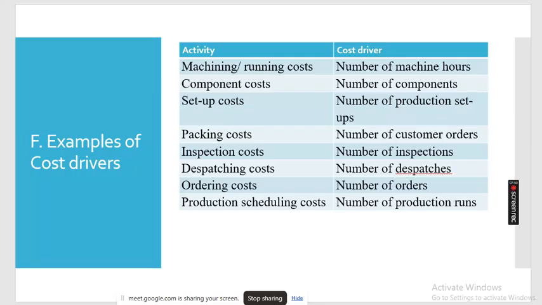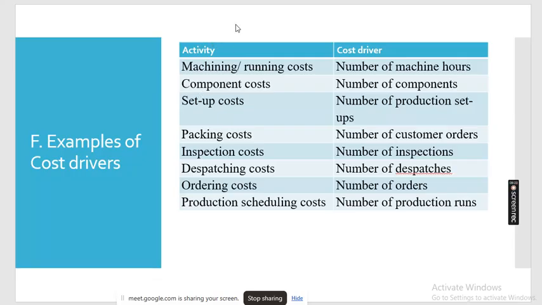Now, in step number 2, I've said we should identify cost drivers. So how do we identify cost drivers? Step number 1, we group overheads into activities. So these are our activities: machining and running, components, setups, packing cost, inspection cost, dispatching orders, ordering cost, production scheduling. These are activities, or we can call them cost pools.